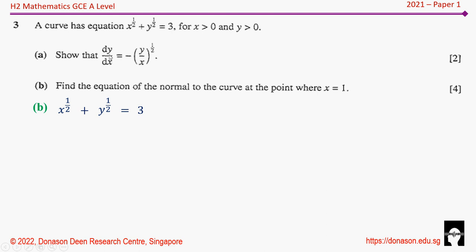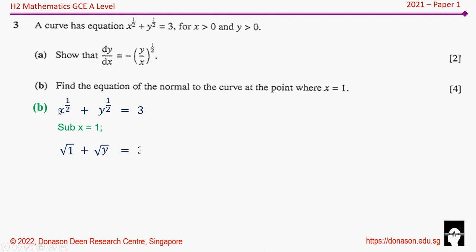Because if I want to find dy/dx in terms of y and x, right? But we are told when x equals 1, if we can find the value of y, we could just straight away substitute here, and that would make it easy for us to get the gradient of the tangent. So substitute x equals 1 into the equation.